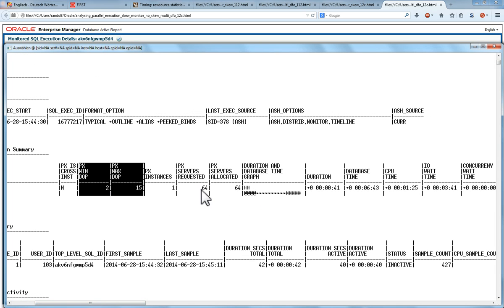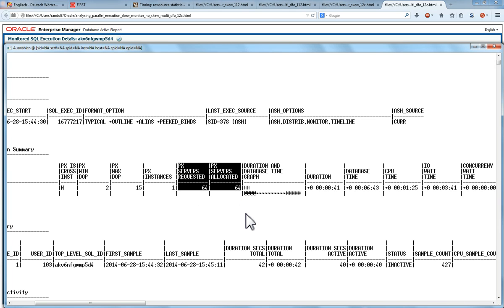Then also some information that gives you a hint that something not that straightforward happened here: with a degree of 15 it is pretty unlikely to end up with 64 parallel execution servers requested. So again, that's something you can think about if you look at the information. Then you might understand, okay, how can I end up with 64 servers requested with a maximum degree of 15? I should have at most 30 servers requested and not 64.